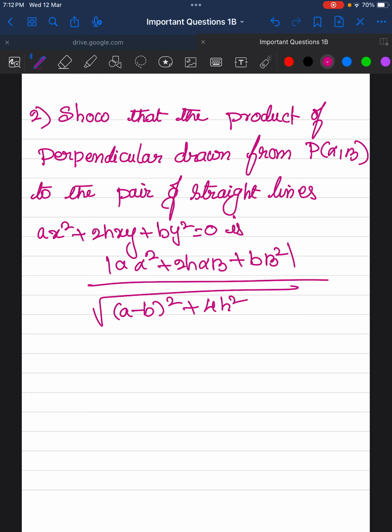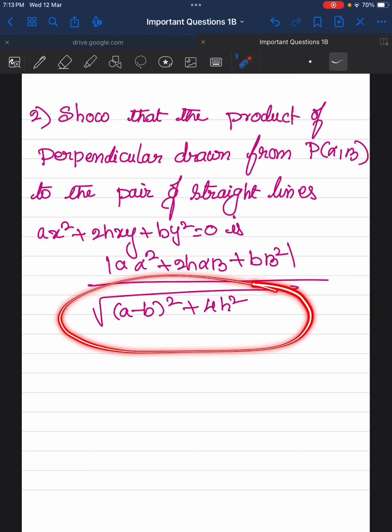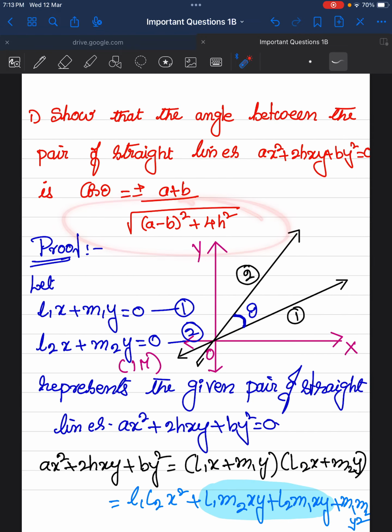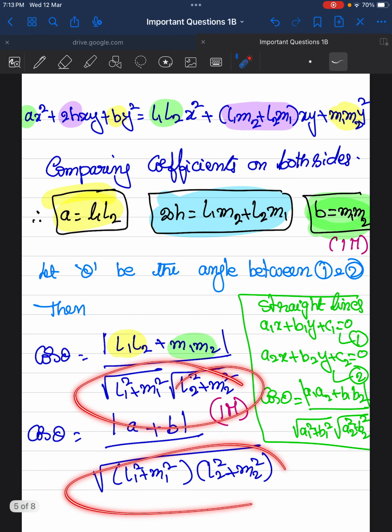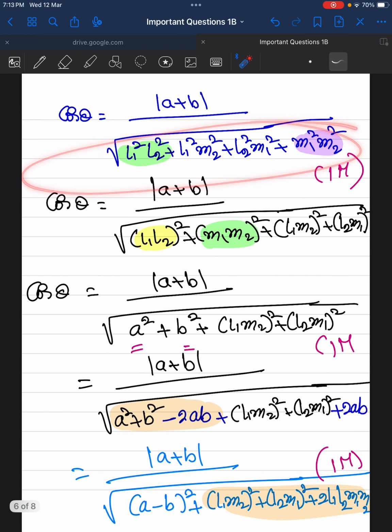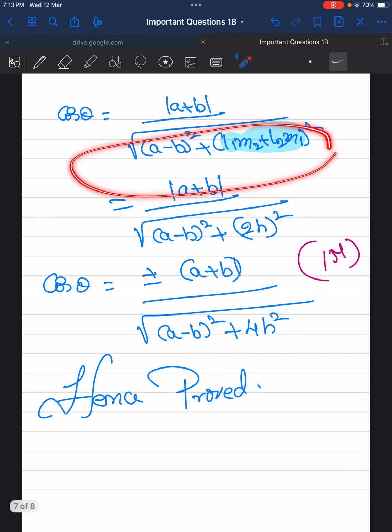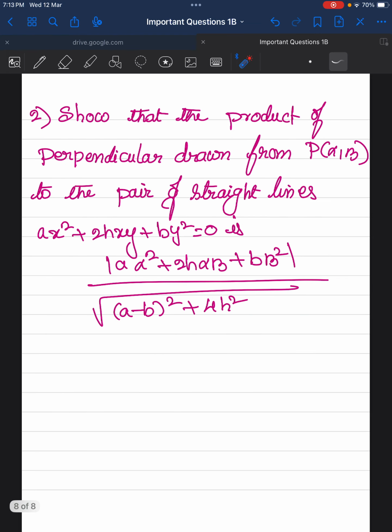All of you observe the denominator. What is there? In the denominator it is under root of a minus b whole square plus 4h square. Correct? For the previous theorem also we are having the same, so denominator simplification will take the same steps. We need to write the same steps for denominator simplification. So if you learn the first theorem, easily we can get the second theorem also. So all of you practice both together, so it will be easy for you. So here I am giving the proof. What is the question?